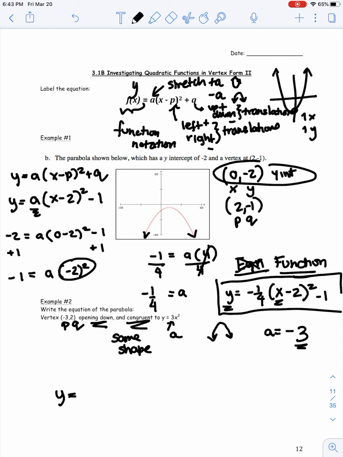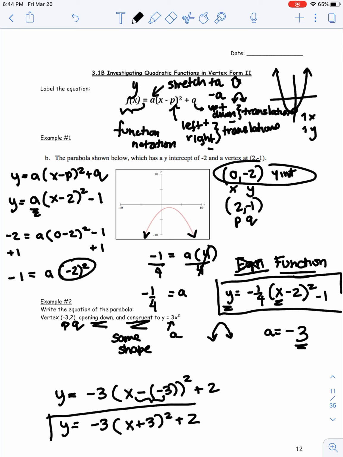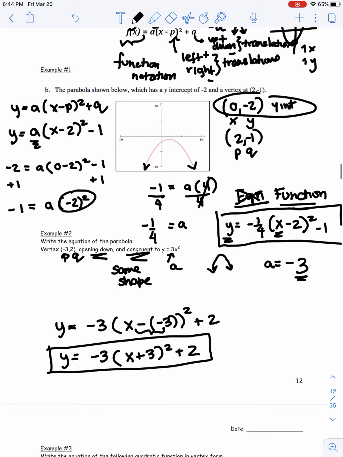And then all we have to do is write it in that equation. We already know A is -3. And then we have our vertex, so we would write x minus, we always need that minus, and then we're substituting P as -3, squared, plus Q, which is +2. We don't want to leave our symbols like this. Two negatives should not be left like this. We should write it as a positive. So we want to simplify our answer and say x plus 3 squared plus 2 is the final equation that matches the parabola. So that's the answer I was looking for.